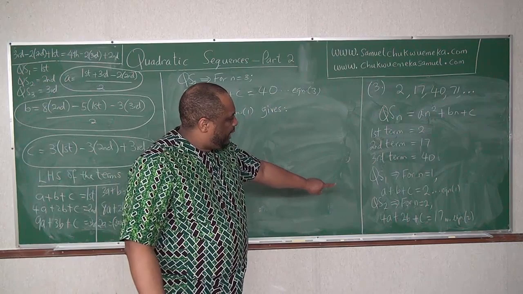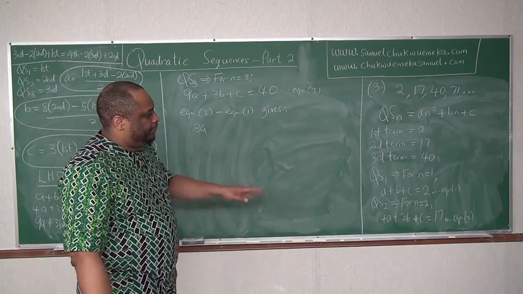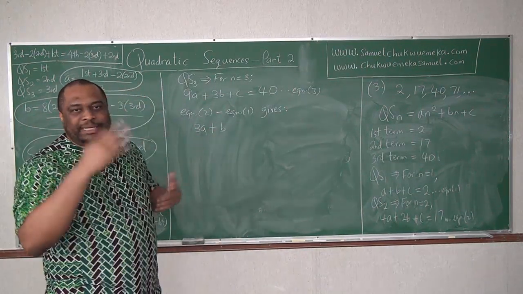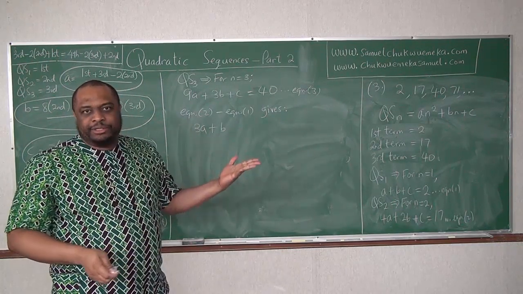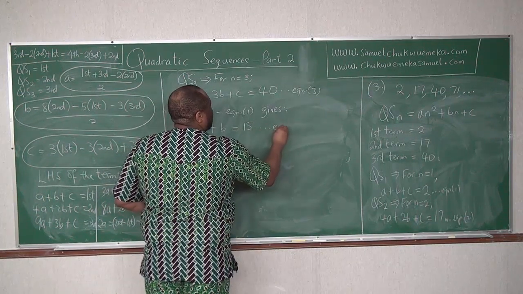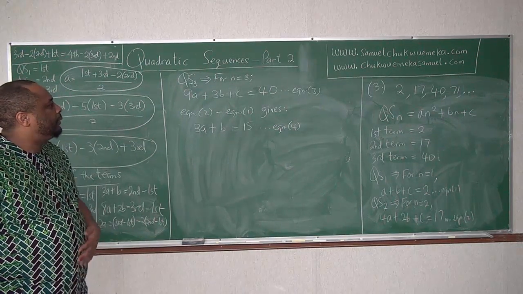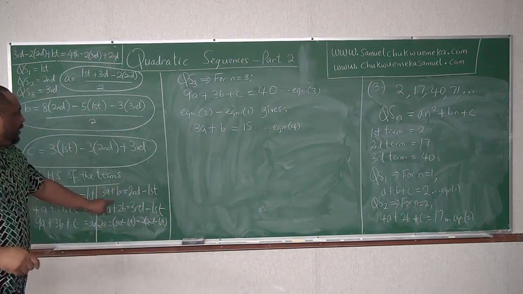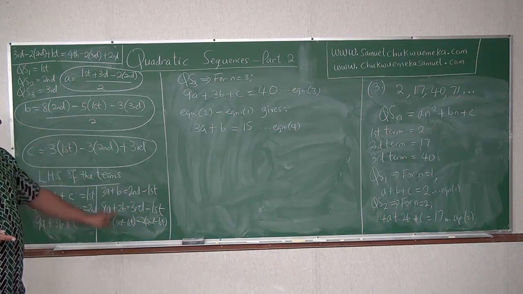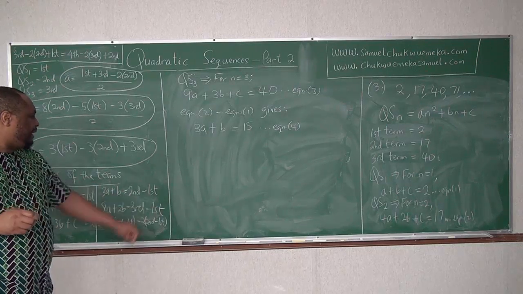So 4a minus a is 3a. 2b minus b is plus b. c minus c, that is out. 17 minus 2 is 15. Call this equation 4. And that is how we got this: 3a plus b will always give you second minus first.